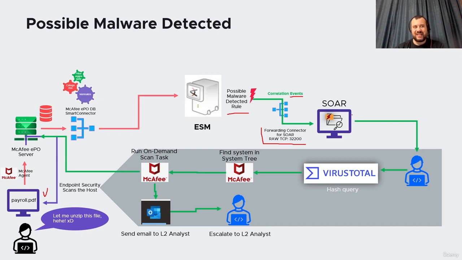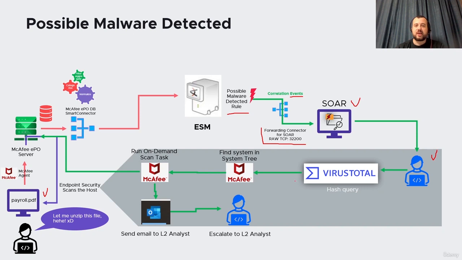Once the ArcSight SOAR receives this alert from the forwarding connector from Enterprise Security Manager, then on the ArcSight SOAR, we're going to create a playbook. And this playbook is going to consist of several steps. For example, the playbook is going to be assigned to a particular user, for example, a level 1 analyst. Then the next step is going to be an enrichment step where we can, for example, query the VirusTotal database just to see whether there are some indicators of compromise.